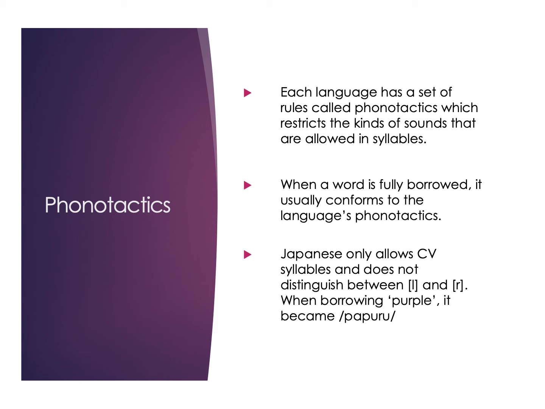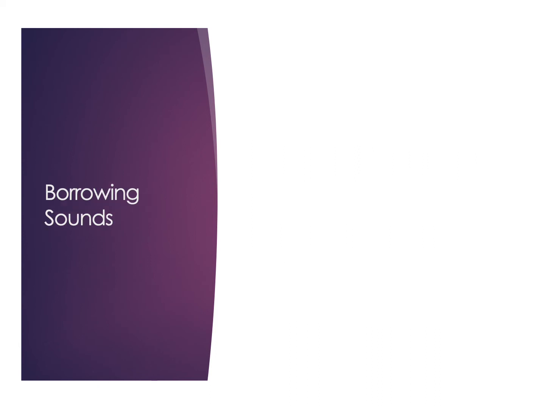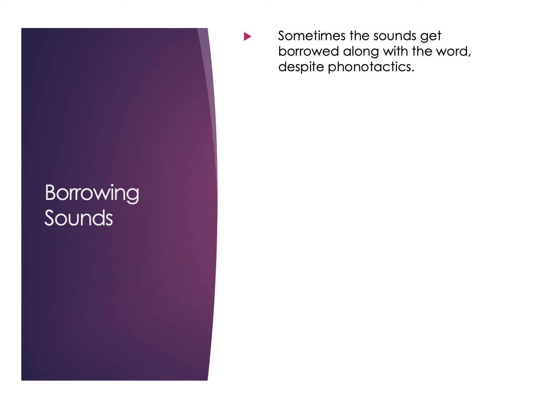We can't have that R and the P next to each other in the same way. And so they get rid of that R sound in the beginning, and then the L becomes an R because it fits with the requirements and the sound changes that are part of the Japanese language. Sometimes, when this happens frequently, we can even borrow sounds into a language, even if we would normally not have those sounds present. And so this happens sometimes for various social reasons.